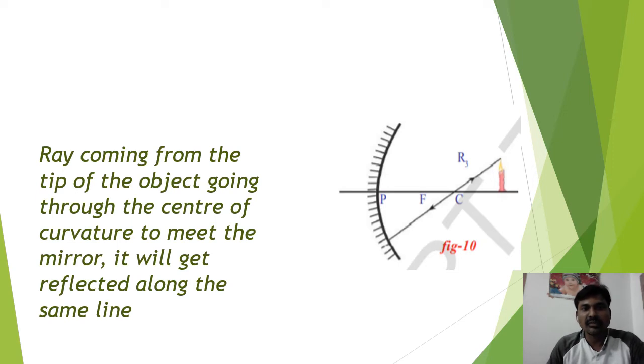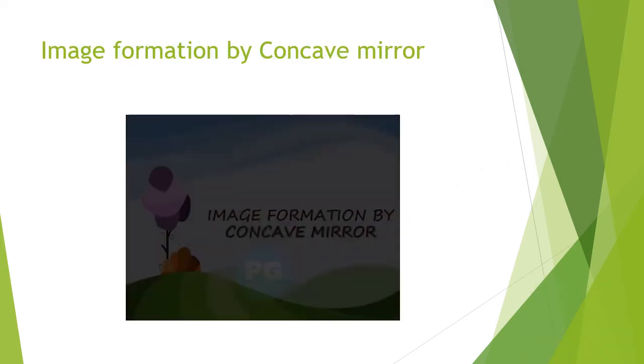Here the ray coming from the tip of the object going through the center of curvature to meet the mirror will get reflected along the same line. The incident ray that is passing through the center of curvature, after reflection, the reflected ray is also passing through the center of curvature. So the incident ray passing through the center of curvature, after reflection, the reflected ray also passes through the center of curvature.